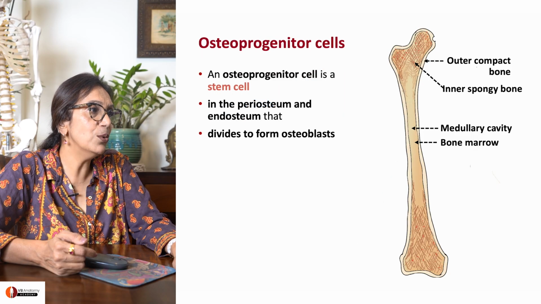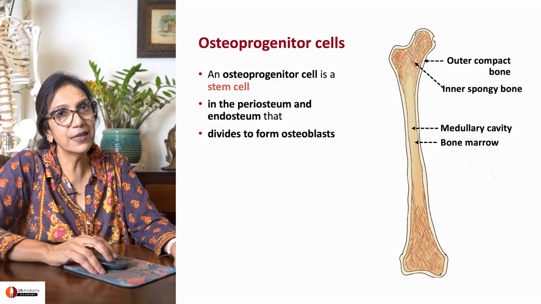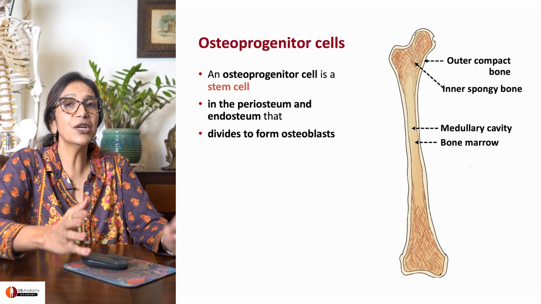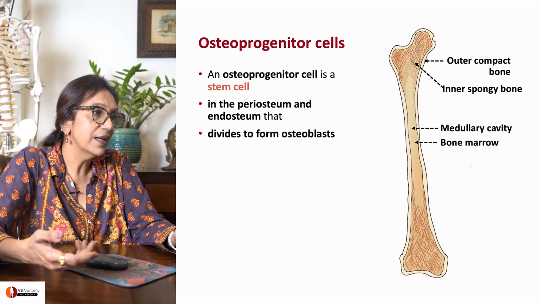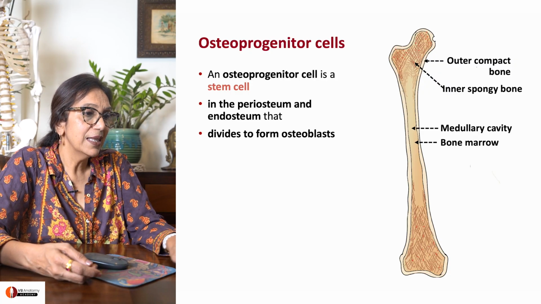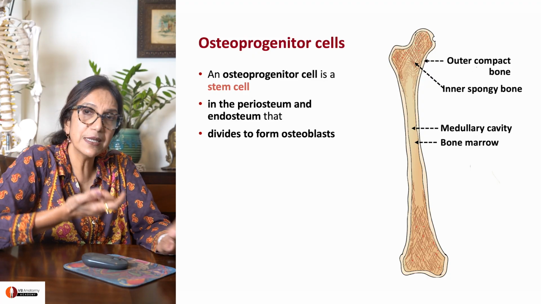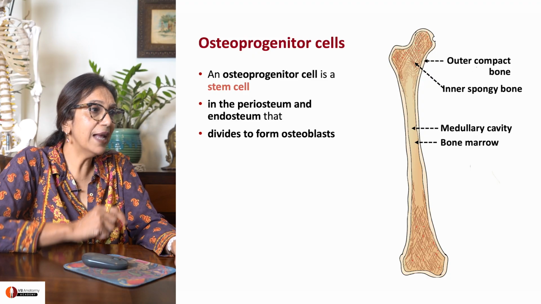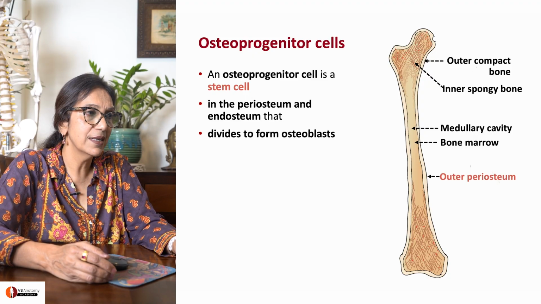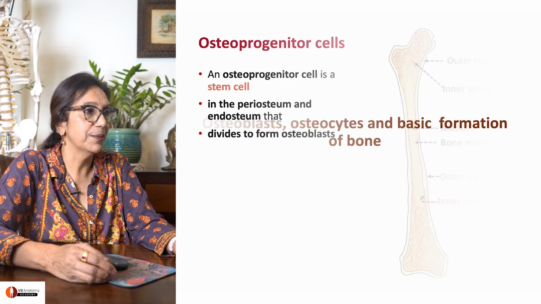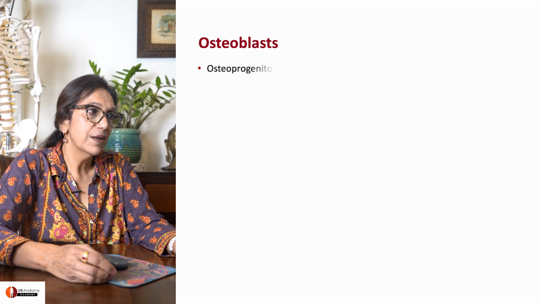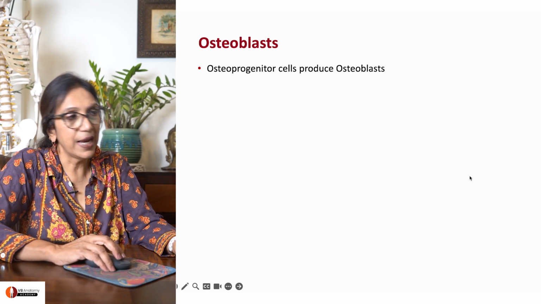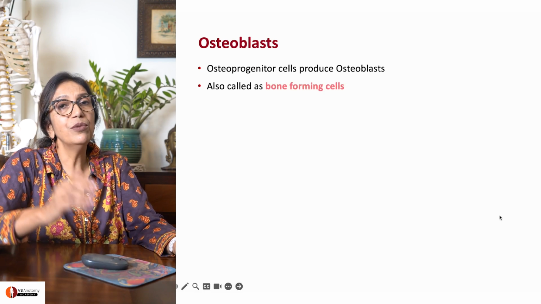So, let's talk about osteoprogenitor cells. Osteoprogenitor cells are stem cells. They give rise to osteoblasts. They are present in periosteum and in endosteum, and they give rise to osteoblasts. Osteoblasts are the bone-forming cells.